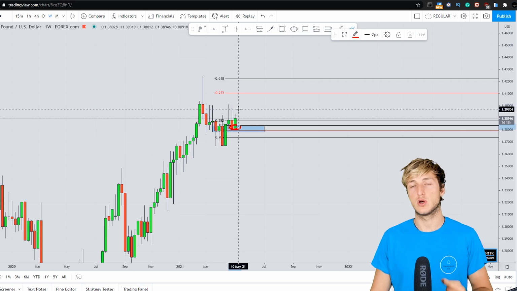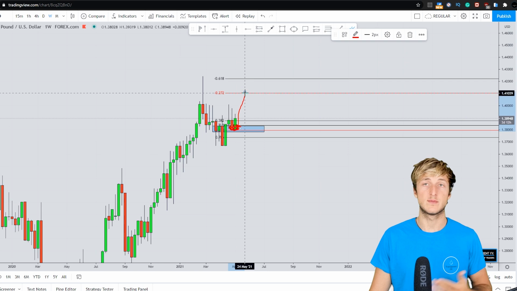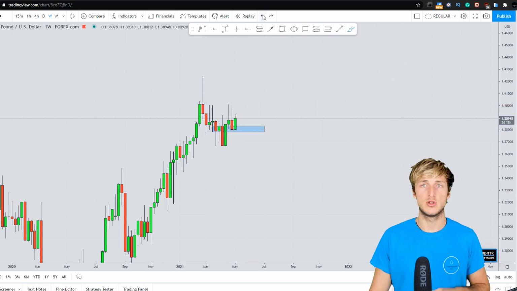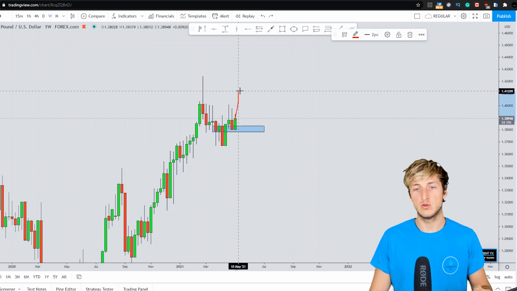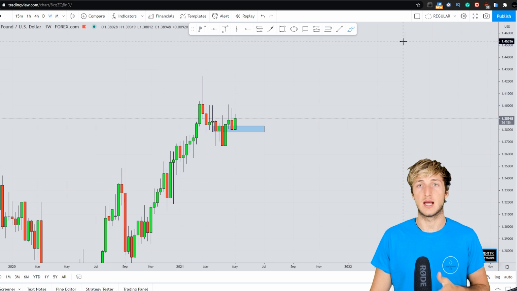strong confluence of support area that we do expect the market to reject to the upside, possibly also creating a higher high. So here in the weekly, everything is quite clear. We do expect the market to provide a continuation to the upside and print a higher high.